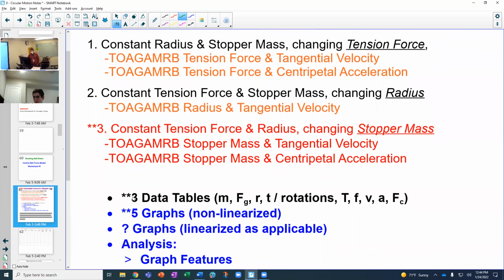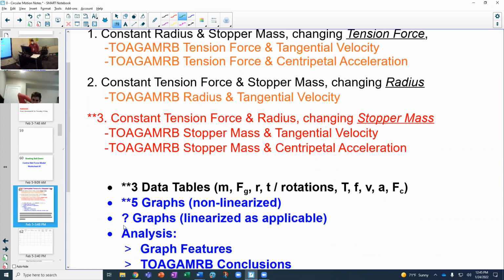All right, so that's why we got these asterisks here. You should have 5 graphs potentially, 2, 1, 2. If at least 3, and hopefully these 2 as well. And some of them will need to be linearized. If it needs to be linearized, do so. If not, then don't. I put a question mark there because it depends on how many you get, and I don't want to reveal which ones are linear and which ones are not.